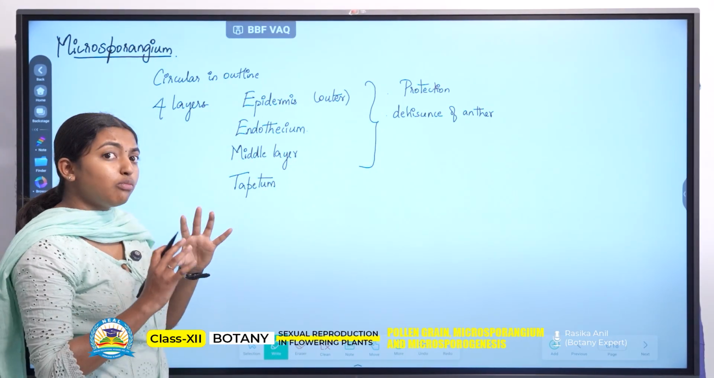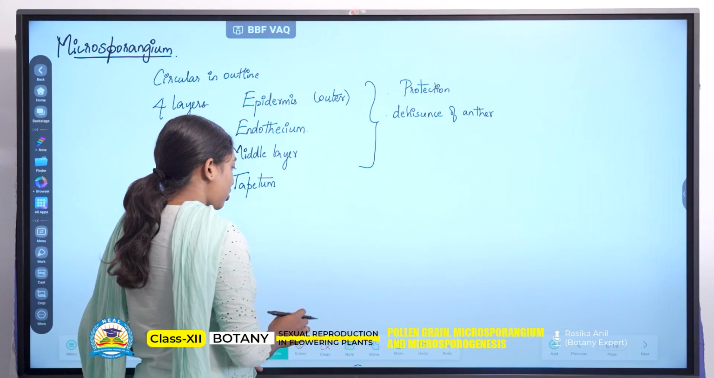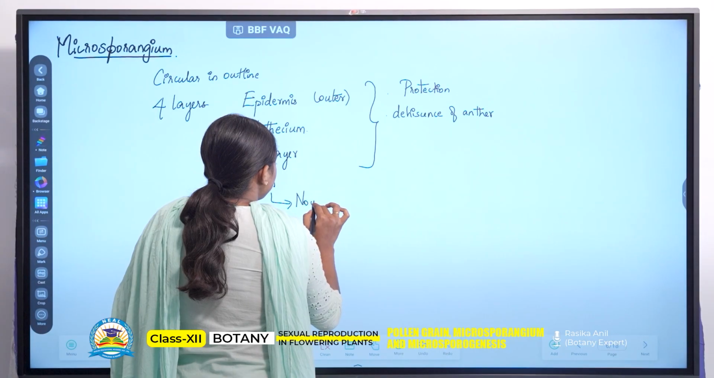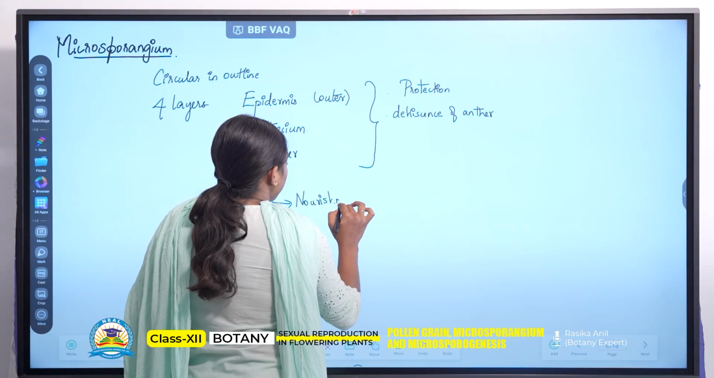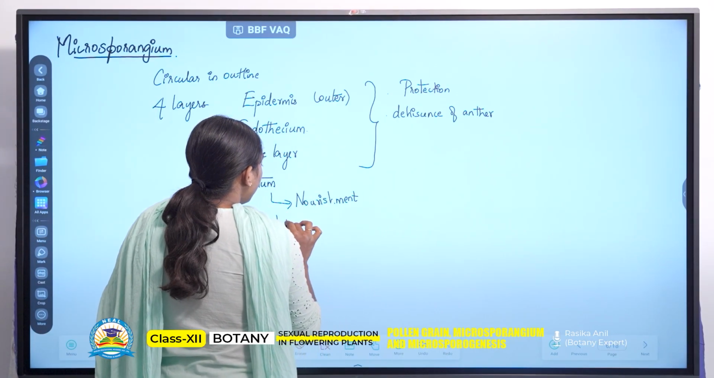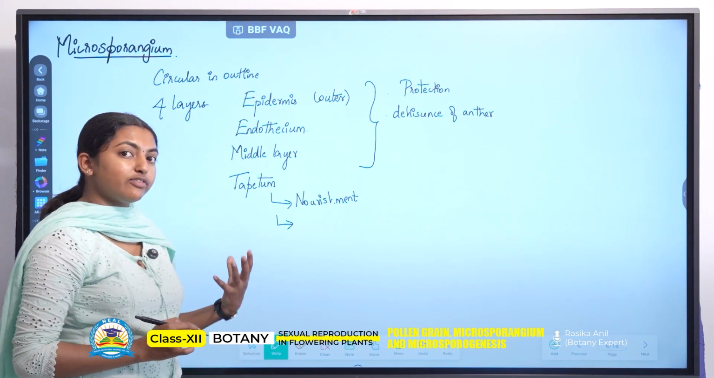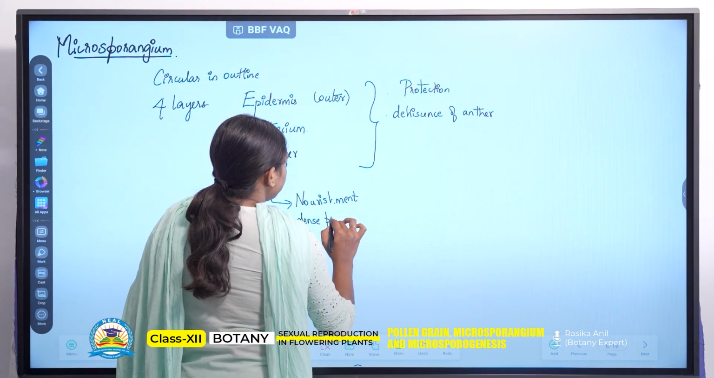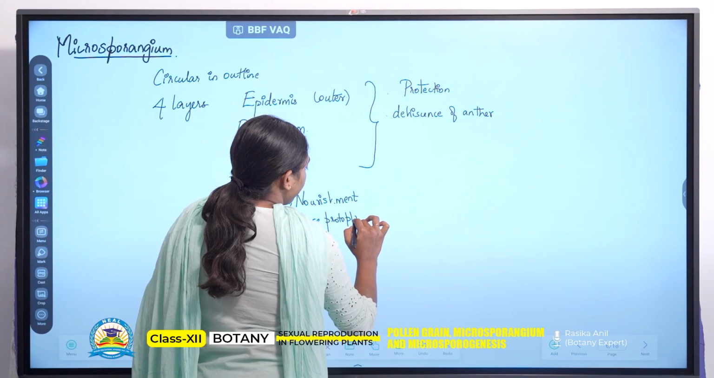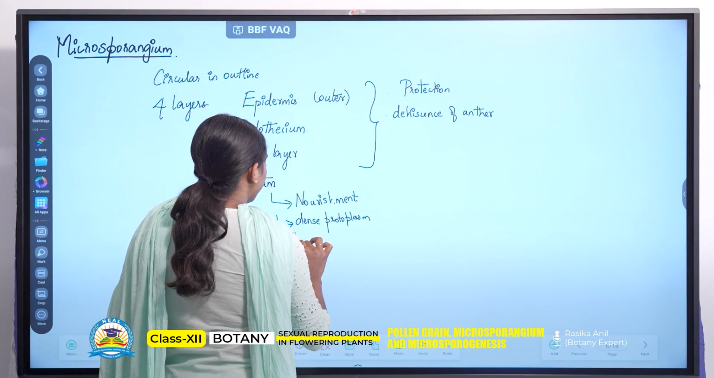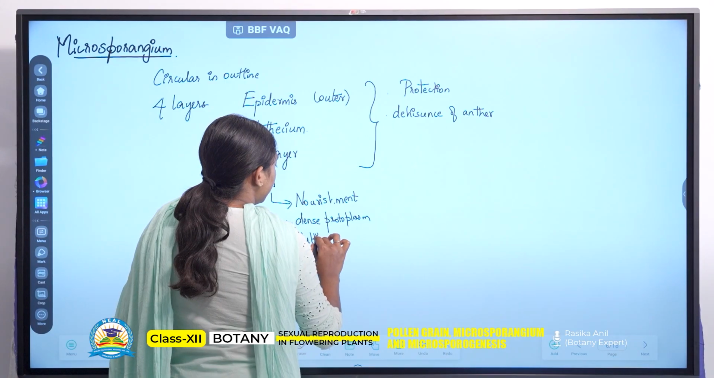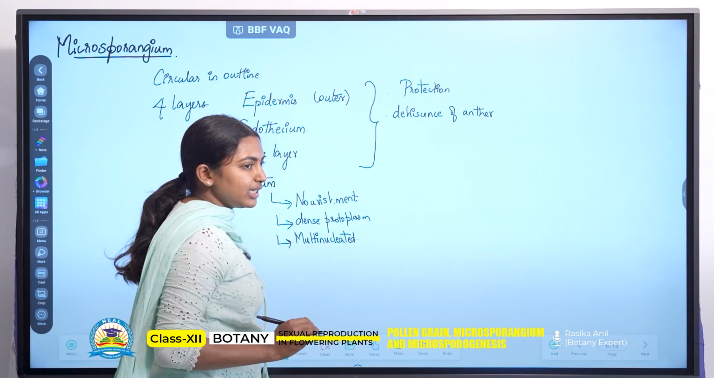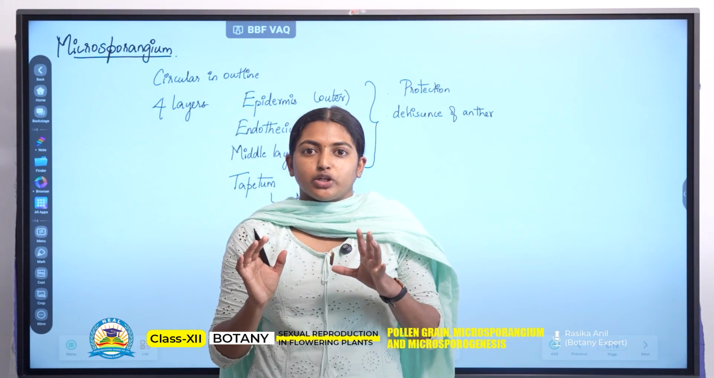Then what is the function of the innermost layer? The innermost layer is responsible for nourishment. And you can also find that these have dense protoplasm, and they are also multinucleated.